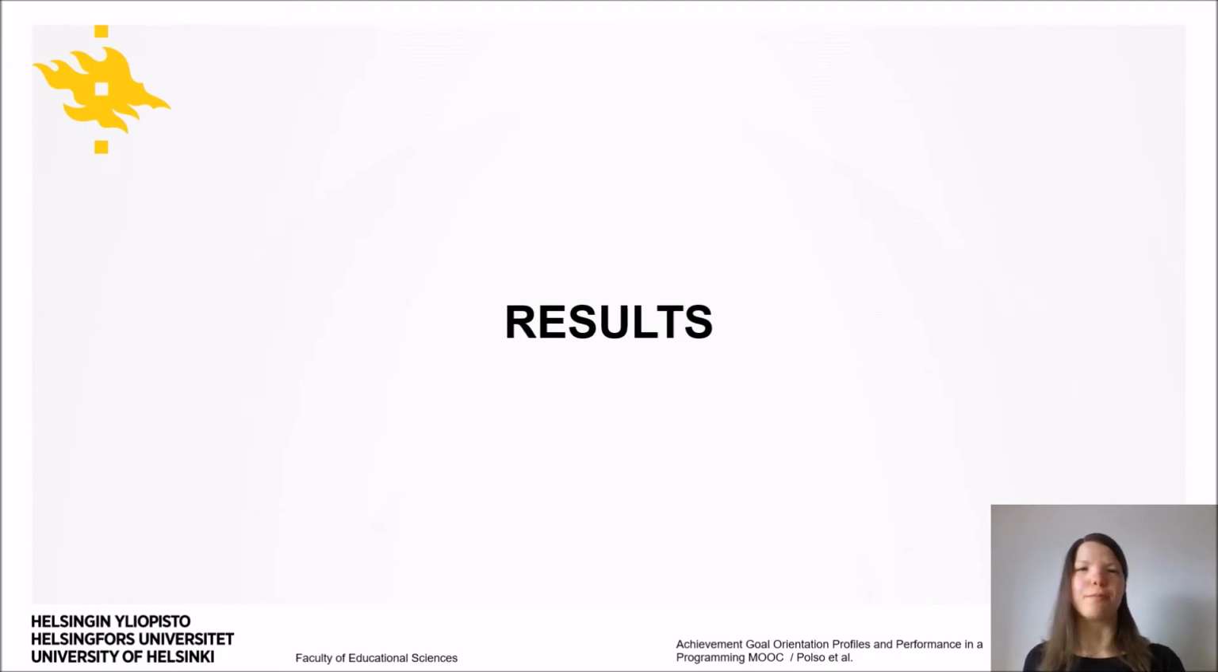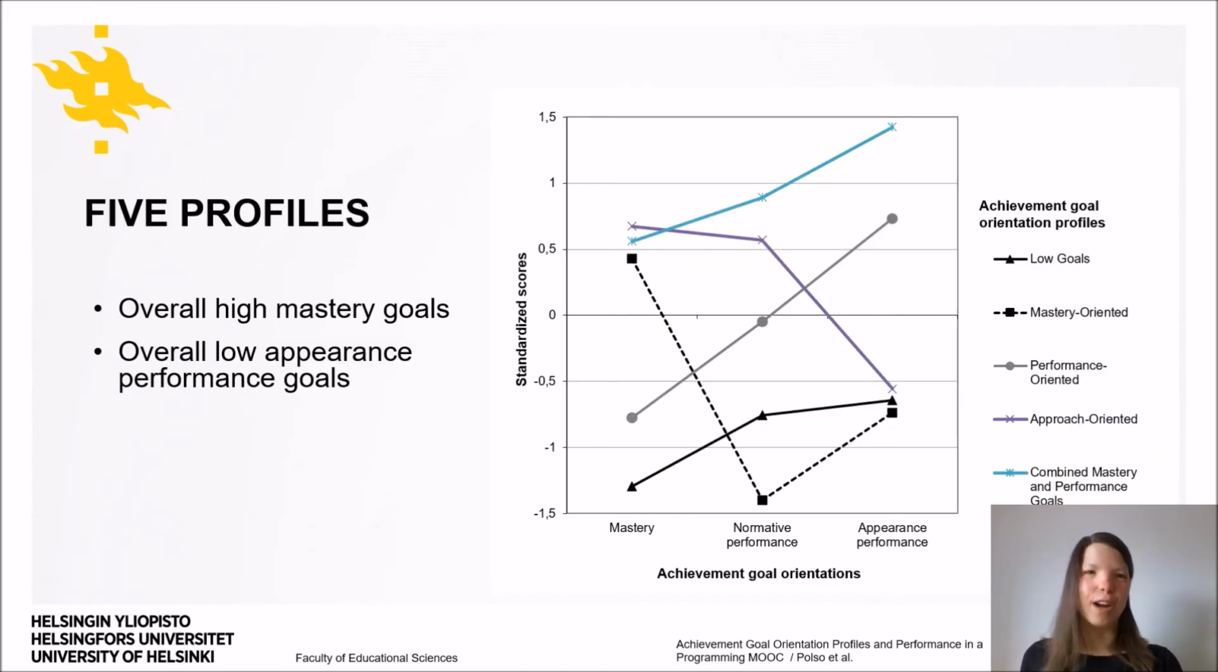Now it's time to explore our findings. 5 distinct achievement goal orientation profiles were identified. The figure here visualizes standardized scores for the goal orientations. The lines represent the profiles. Which cannot be seen in the figure is that the overall mastery goals were high in the sample, whereas the overall appearance performance goals were low.